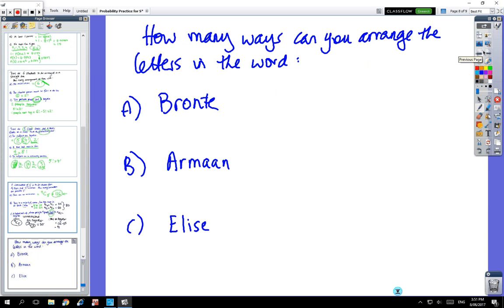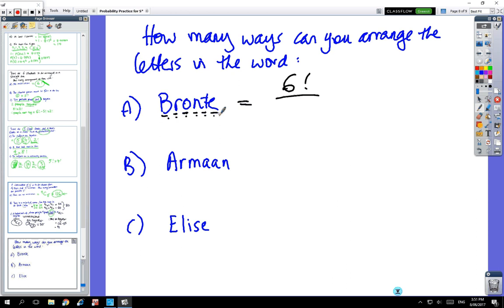Okay, how many ways can you arrange the letters in the words Bronte, Armand, Elise? So this is just straightforward ones as well. So pause, and when you're ready, come back live. Okay, this one, Bronte, 1, 2, 3, 4, 5, 6. So it's 6 factorial, and there's no other B's, no other R's, no O's, N's, T's, and E's. So the answer is just 6 factorial.